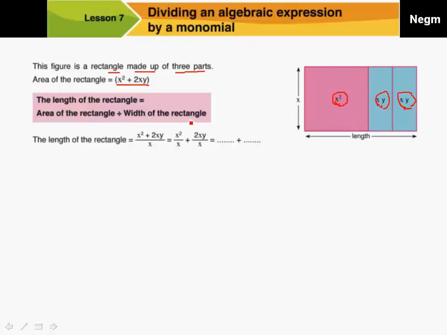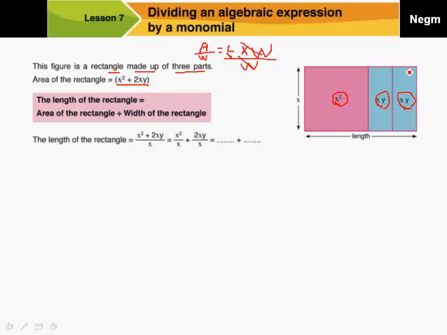by width of the rectangle. Because we have the area of a rectangle is equal to length times width. If we want to calculate the length, we will divide both sides by width to eliminate this with this. So the length of the rectangle is equal to area of the rectangle divided by width.